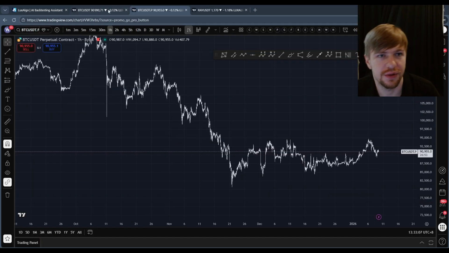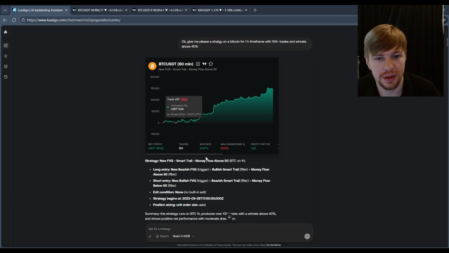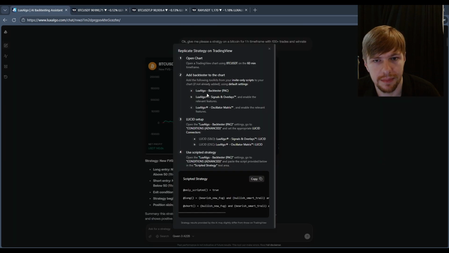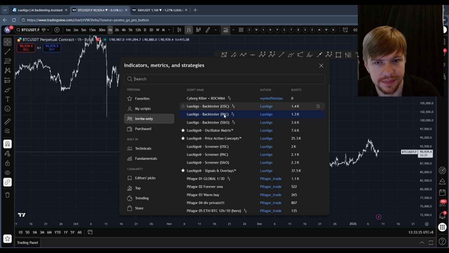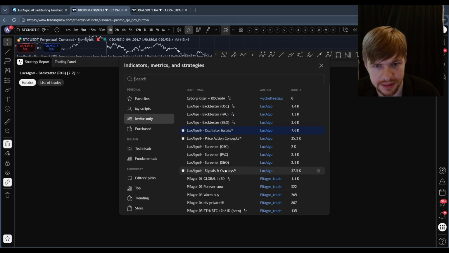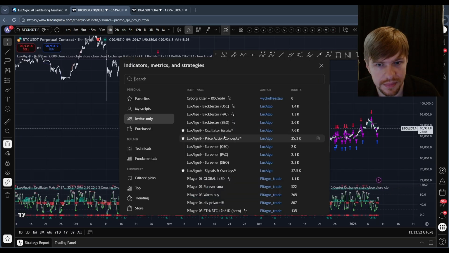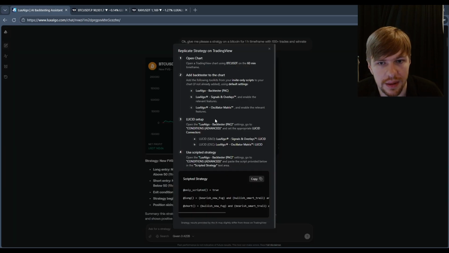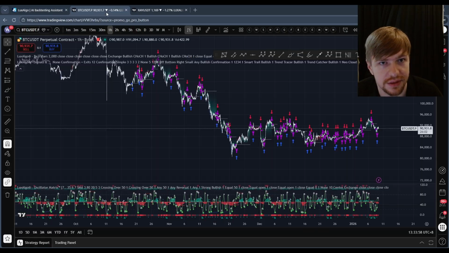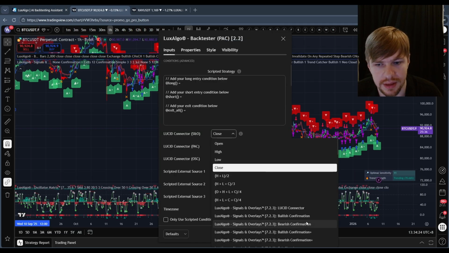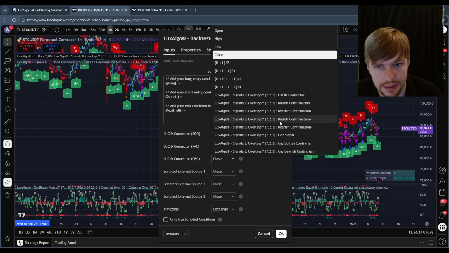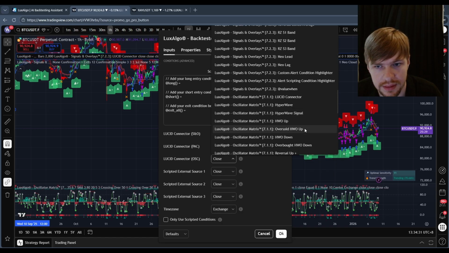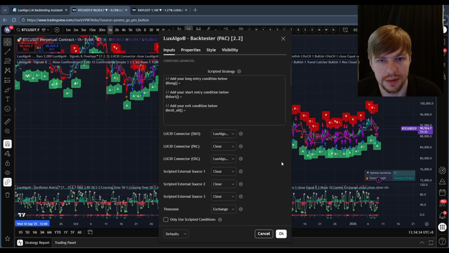Let's dive into TradingView and check out our strategy. What do we have to enable? First of all, backtest, price action, signals and overlays, oscillator metrics. Okay, we added all indicators. Now we have to enable relevant features, but first we enable connectors. Connector signals and overlays, okay, and connector oscillator matrix.